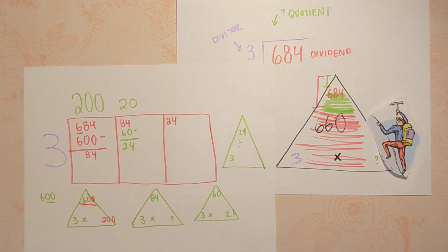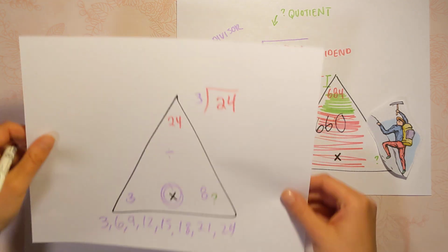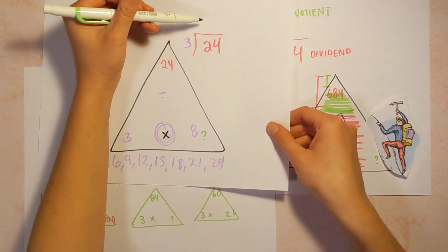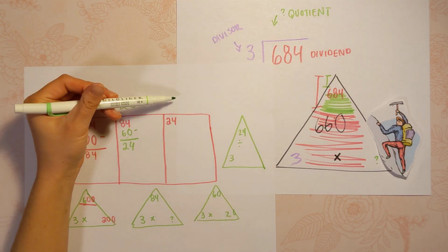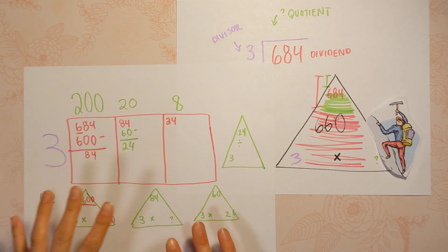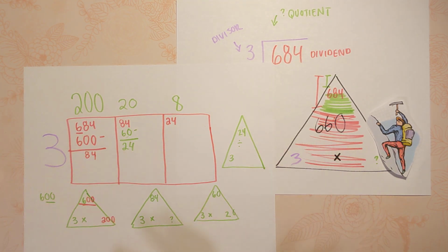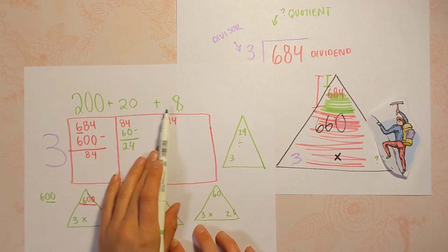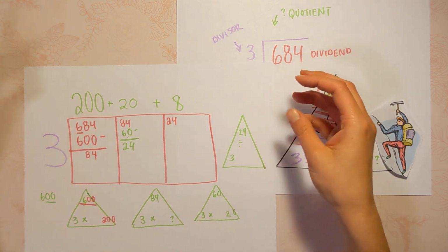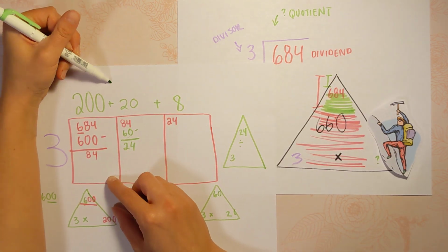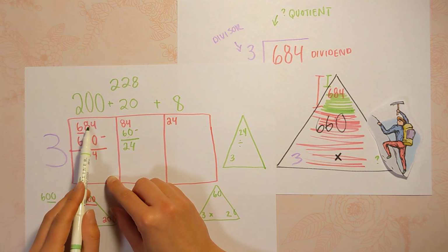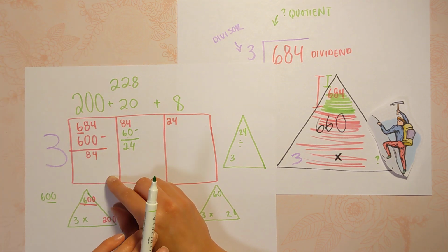If you know your multiplication facts, this is the one from earlier. 3 times 8 equals 24. 24 divided by 3 equals 8. So we'll put that at top. And this works out perfectly, so there are no remainders. So this is your answer up here, 228. This is an expanded form, so you want to push it back in. 228. So we are saying that 684 divided by 3 is 228.